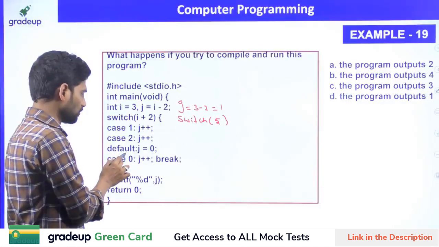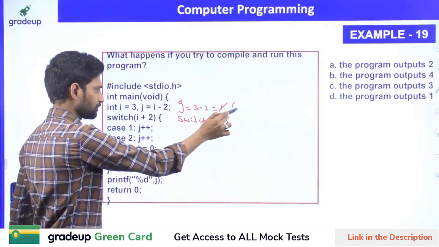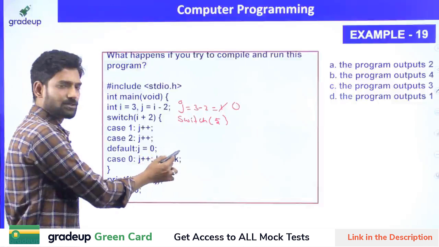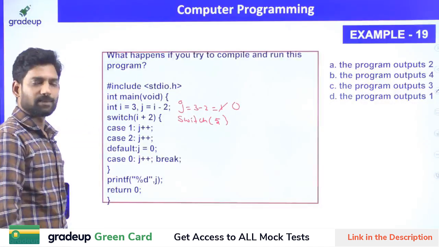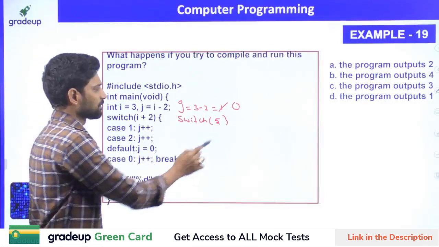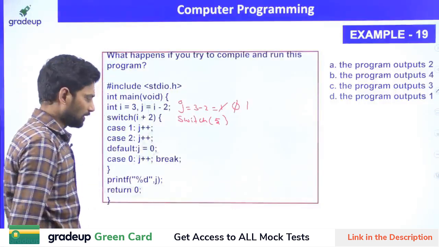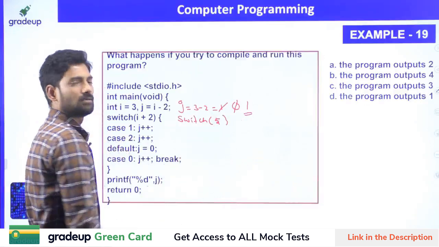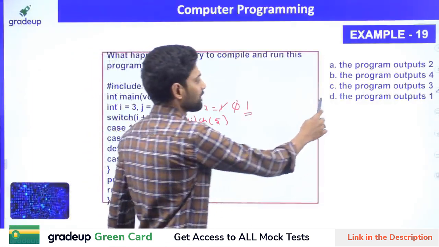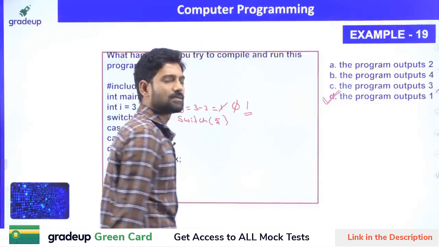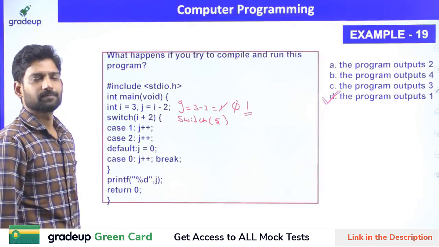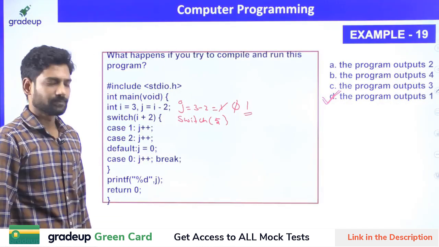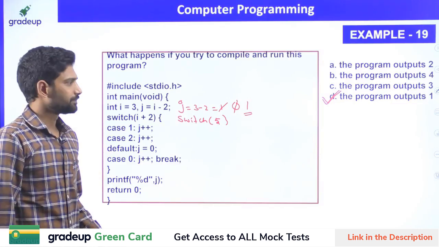What will default do? J value to 0. As there is no break after default, further statements also execute. j++, it again makes it 1, break. Print j. So what is printed? 1 is printed. So the program outputs 1 will be the answer for this. Right? Next question.